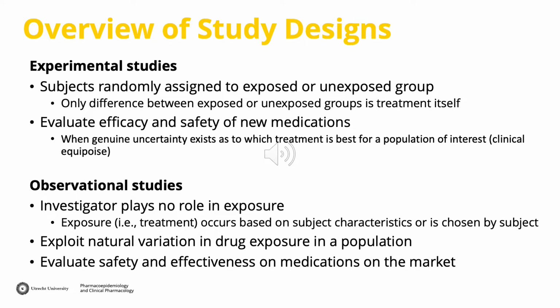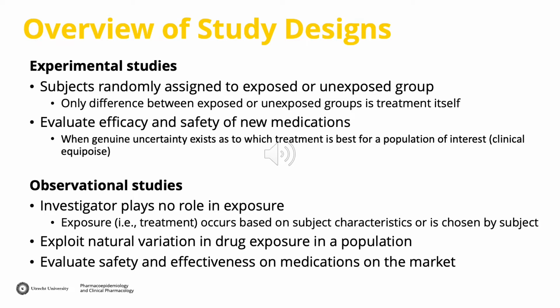In contrast, observational studies are studies where the investigator plays no role in the exposure, and this is very, very important to keep in mind. Exposure or drug treatment, of course, occurs based on a patient's characteristics or is chosen by a subject. So, a patient isn't being randomized to treatment in the real world. A patient is being prescribed a medication in the real world as a result of the characteristics that they have.